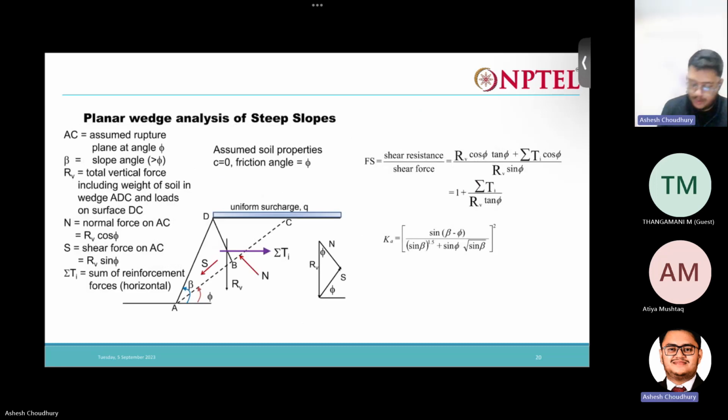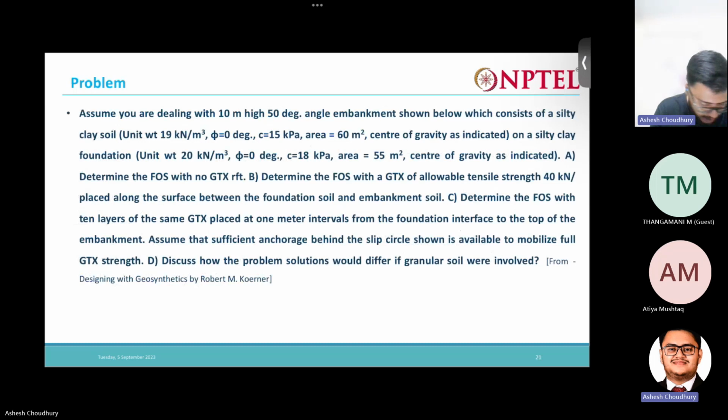And this is the planar wedge analysis, where we consider a planar surface inclined at an angle, and then we solve the problem. So let us solve this problem.